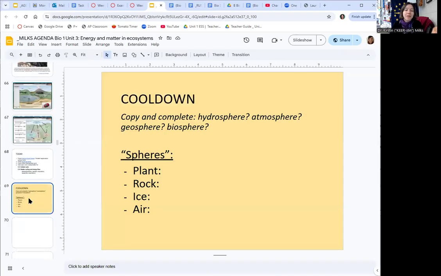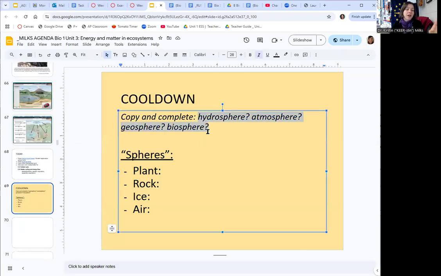All right, our cool down for today. We learned about the spheres of the Earth. Tell me which one is which. Copy and complete this with the name of the sphere after it.